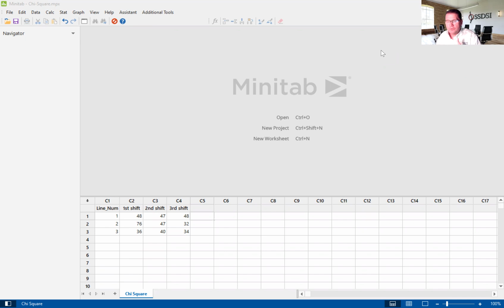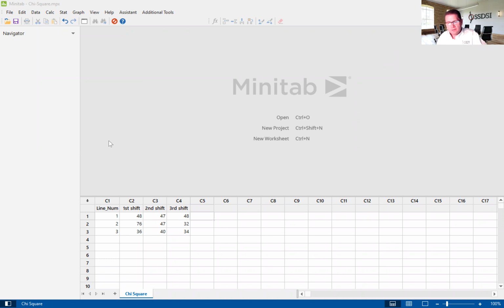So the chi-squared is a statistical analysis tool. It's a hypothesis test that basically looks at two attribute data sets and compares one to the other, all right? So in the data, we're gonna look at, is there a significant difference in defects that are produced per shift, okay?